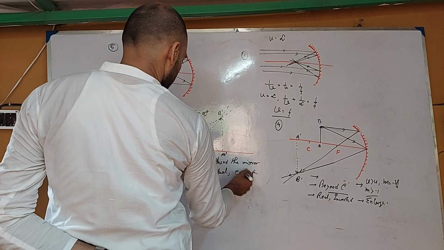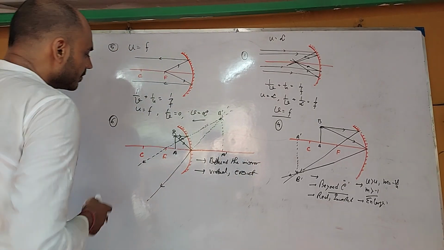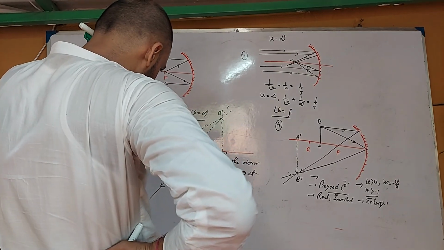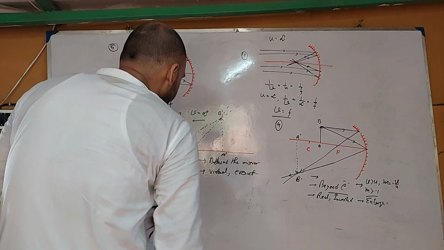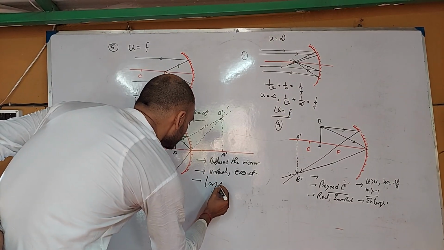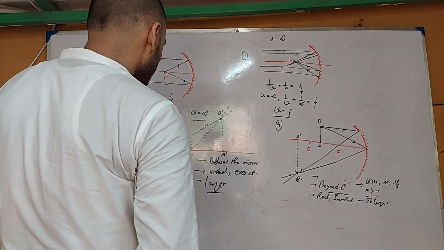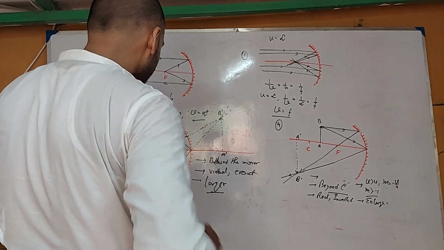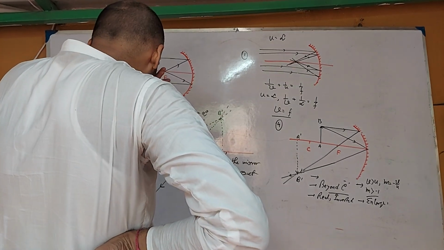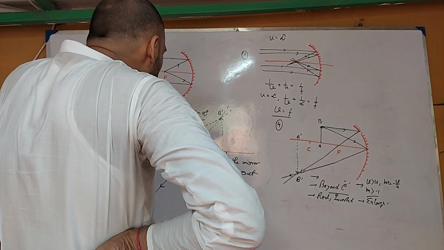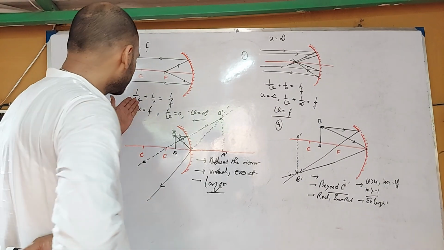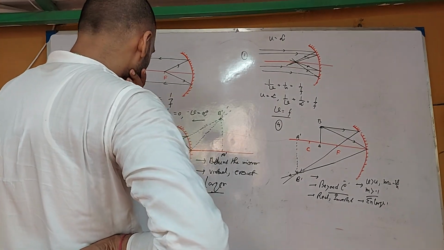the height of the image is in the same direction with respect to the principal axis, and the magnification is larger. Actually the height of the image is larger with respect to the object, so the image is magnified. M is greater than 1, and mathematically we can show how M can be considered greater than 1 by using the relation 1/v plus 1/u is equal to 1/f.